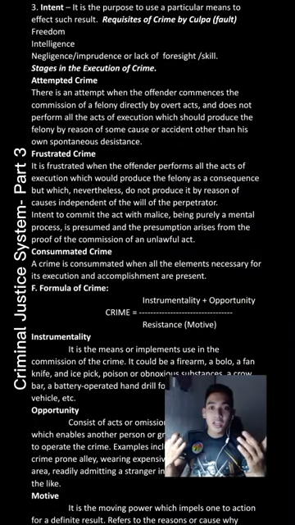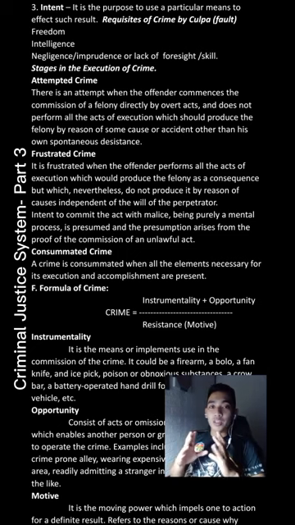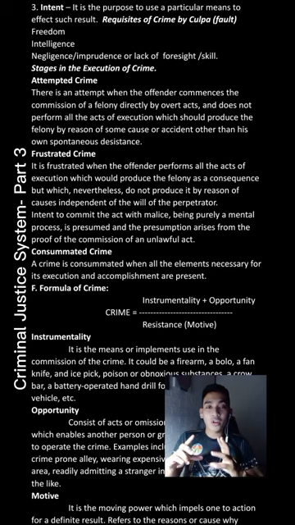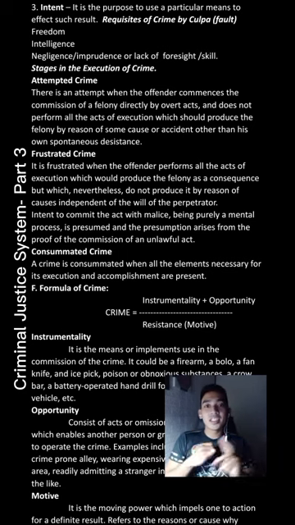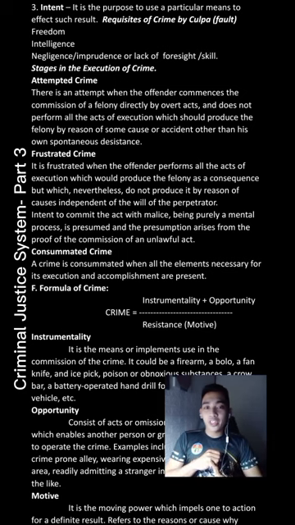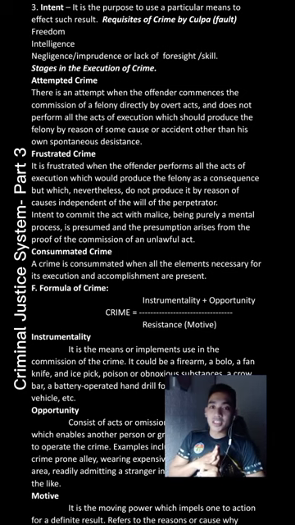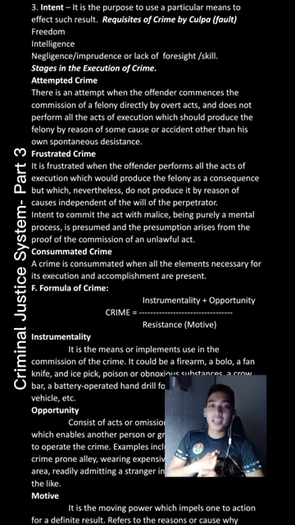So the only difference between the requisites of crime by dolo and by culpa is the negligence and the intent. In culpa, there must be freedom, intelligence, and negligence, imprudence, or lack of foresight, or lack of skills. But in dolo, there must be the intent.